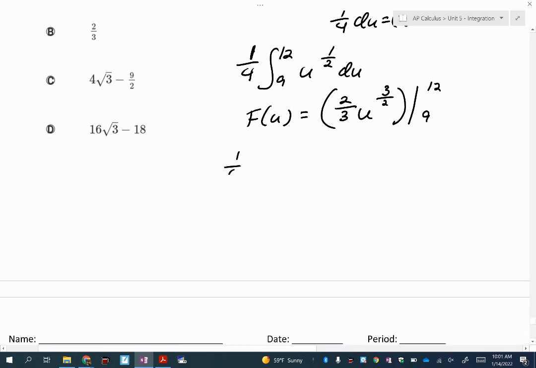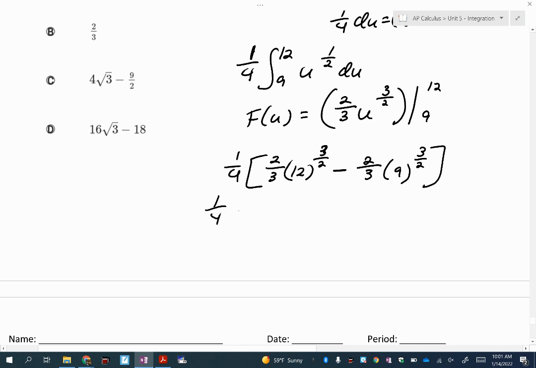So I'm going to do 1/4 times 2/3 times 12 to the 3/2 power minus 2/3 times 9 to the 3/2 power. So watch what happens with this first one. That's going to be the square root of 12 cubed. So watch how I write that. The square root of 12 cubed, okay? Minus the square root of 9 is 3. 3 cubed is 27. 27 divided by 3 is 9. 9 times 2 is 18. So that one was a little bit simpler.